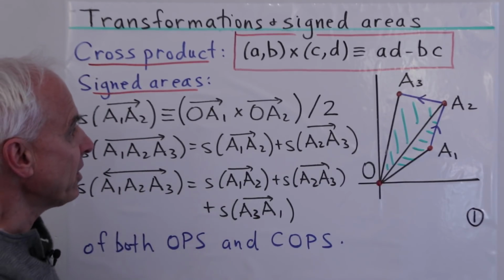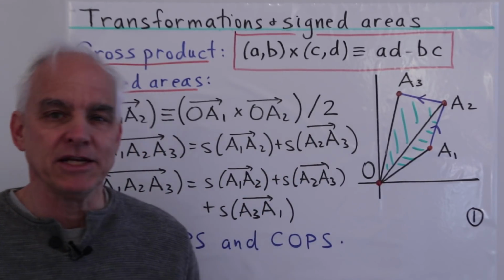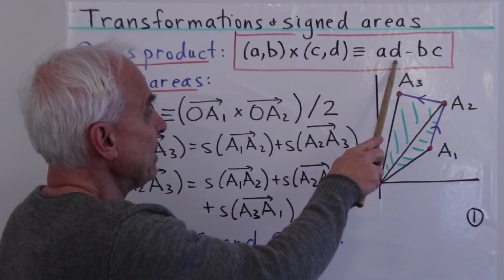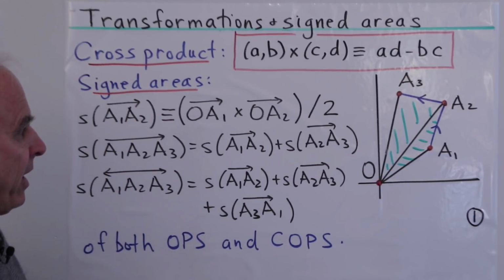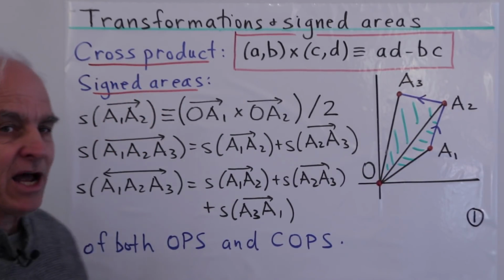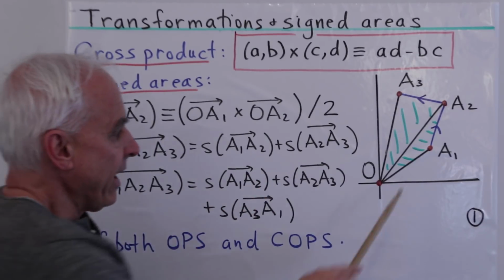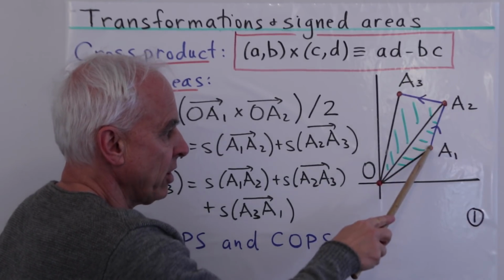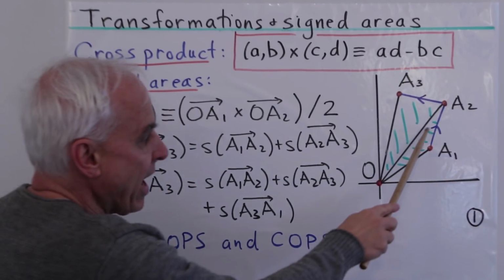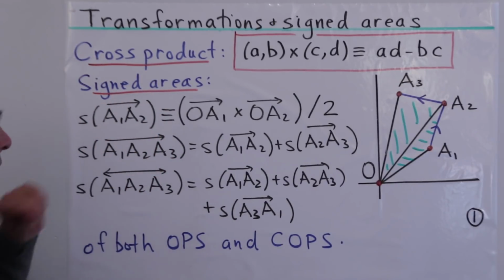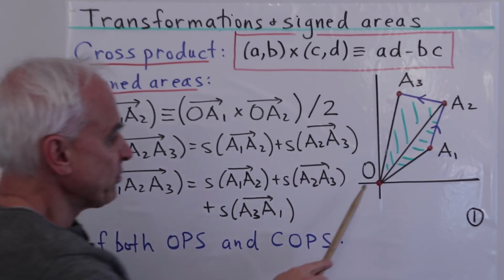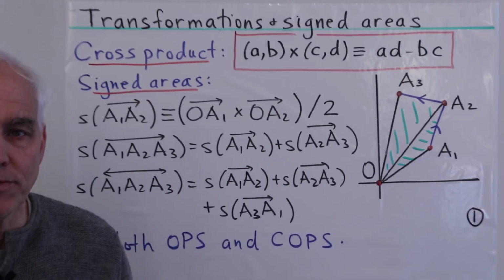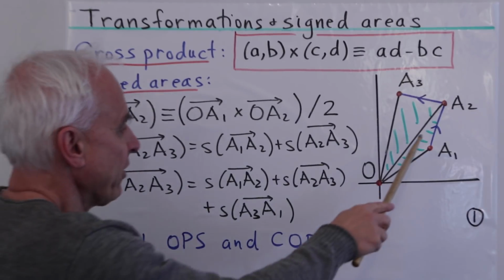So let me just review that our basic orientation starts with the idea of a cross product of two vectors. AB cross CD is AD minus BC, that number. And then in terms of the cross product, we define the signed area of an oriented edge, A1, A2. There's an oriented edge: first point, second point, joined by a segment with an arrow halfway in between. And the signed area of that is, by definition, the cross product of OA1 by OA2, all divided by 2. Okay, so that's the definition of the signed area of an oriented edge.